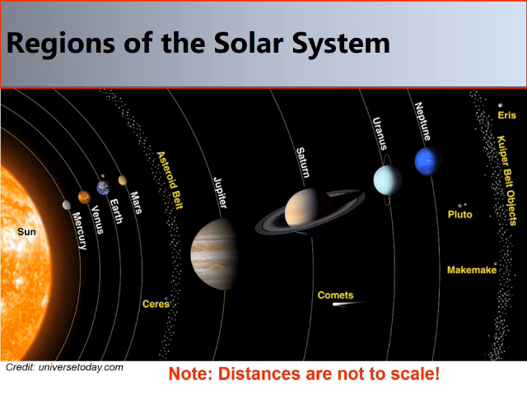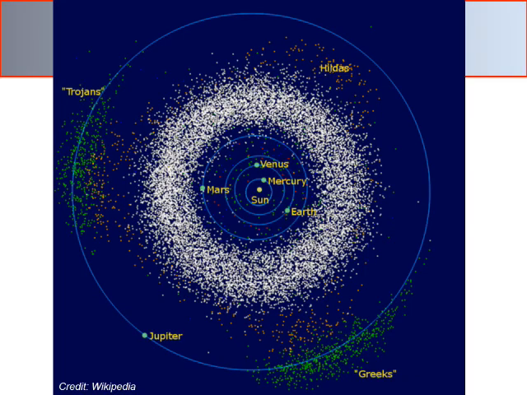So the asteroid belt is where many asteroids are found. But they're not only in the asteroid belt, which is between Mars and Jupiter. In this picture, all the different coloured dots show the location of asteroids. So you can see that there are some in other parts of the solar system.